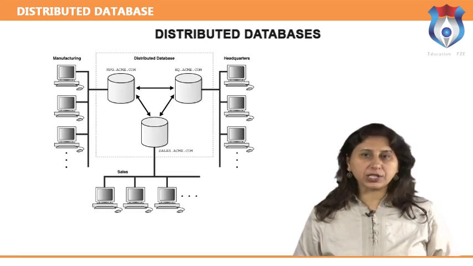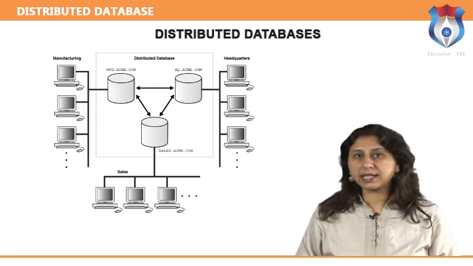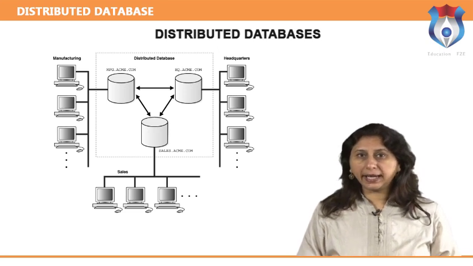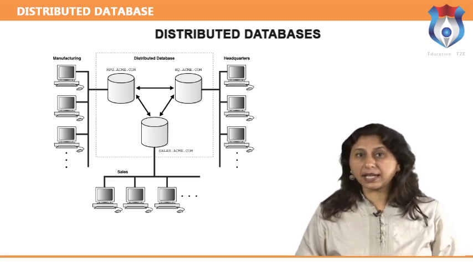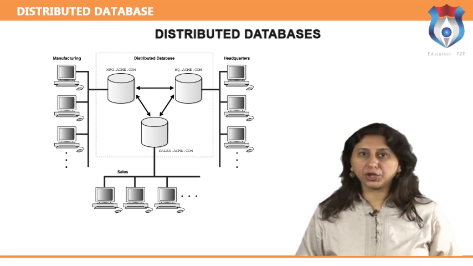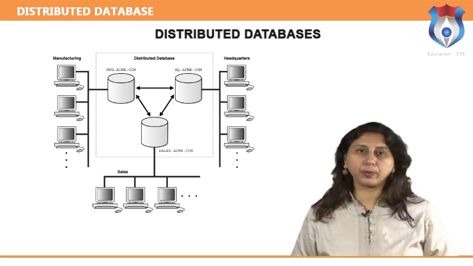In a homogeneous distributed database system, each database is an Oracle database. In a heterogeneous distributed database system, at least one of the databases is not an Oracle database. Distributed databases use client-server architecture to process information requests.